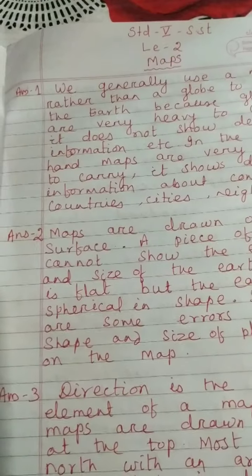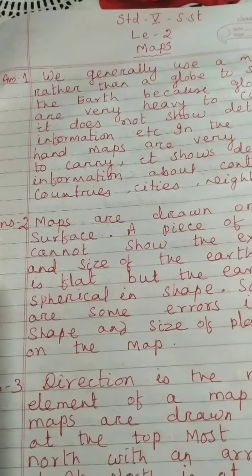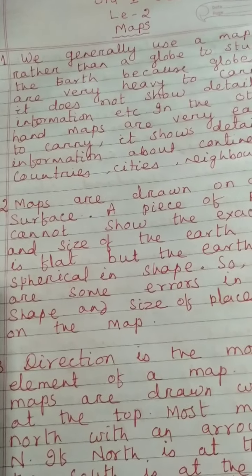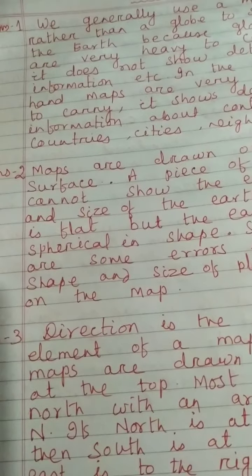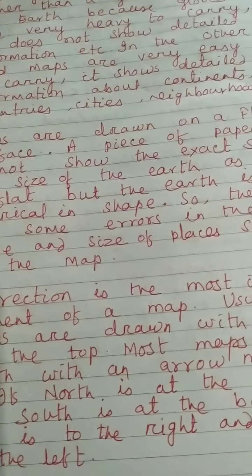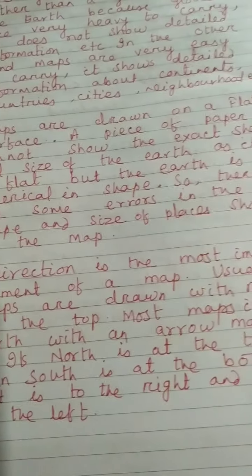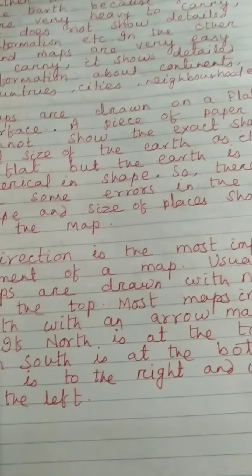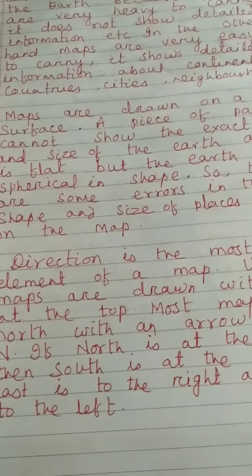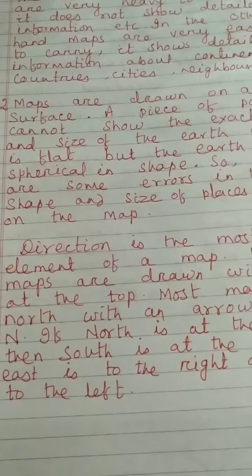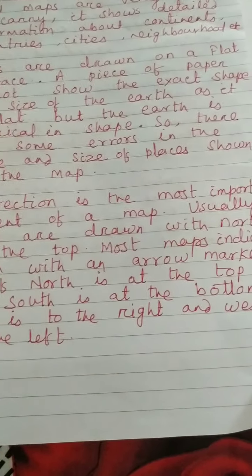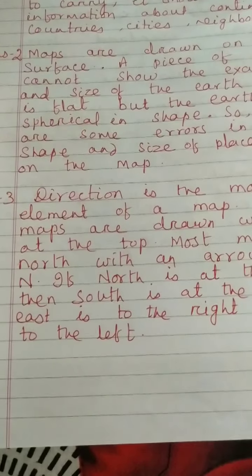Number 2 question: A map of the earth will have errors in the shape and size of places shown on the map. Why is that so? Answer: maps are drawn on a flat surface. A piece of paper cannot show the exact shape and size of the earth as it is flat, but the earth is spherical in shape. So there are some errors in the shape and size of places shown on the map.